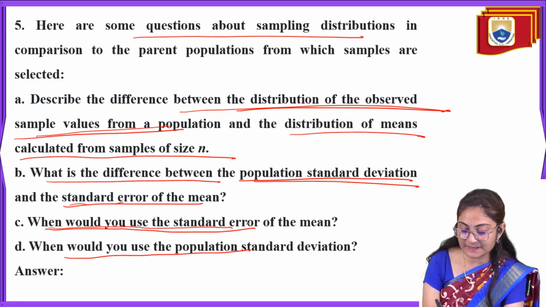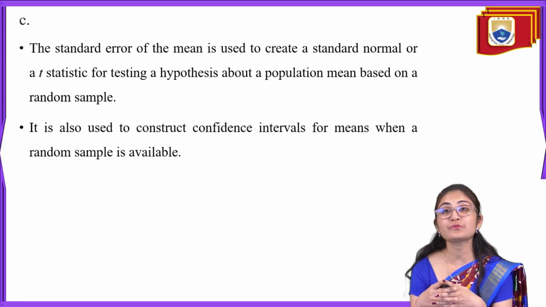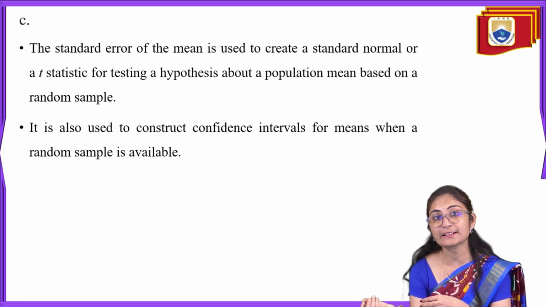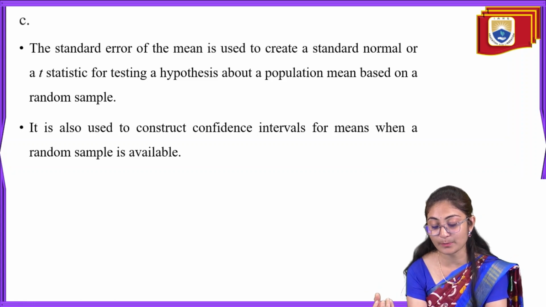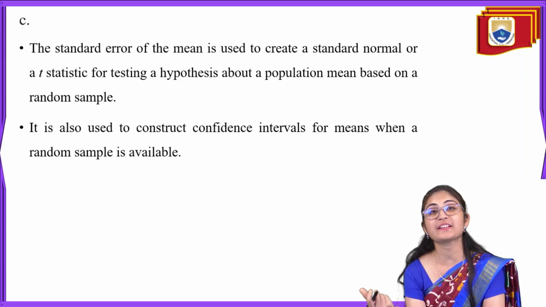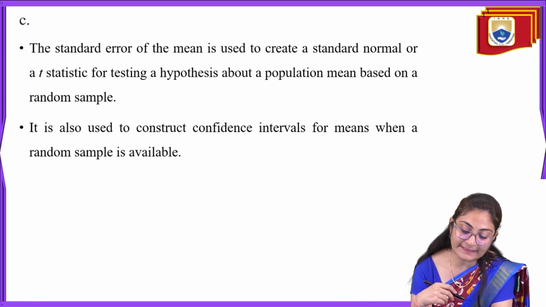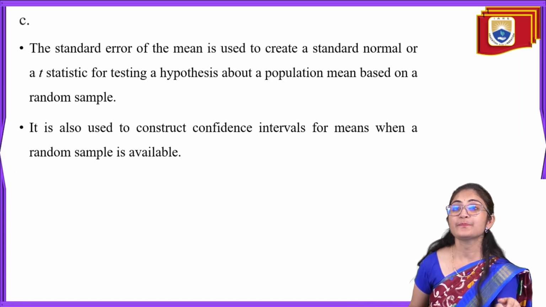Next, when would you use the standard error of the mean? The standard error is used for creating the standard normal or a t statistic for testing a hypothesis about the population mean. That is based on the random sample, and it is also used to construct confidence intervals for the mean when a random sample is available.